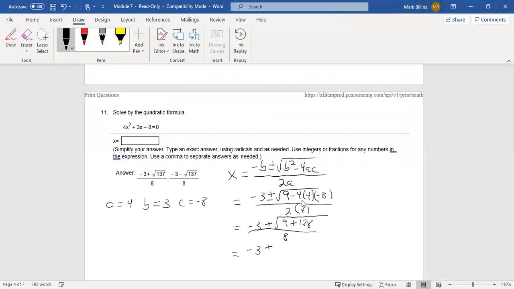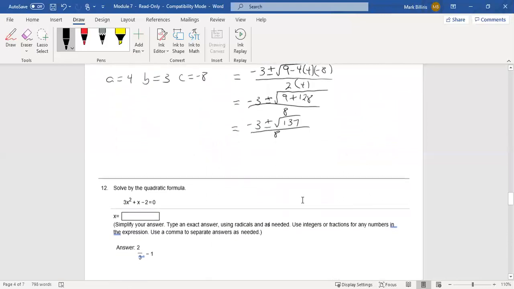Continue to simplify by combining like terms. And my last step would be to simplify this if possible. There are no perfect square factors of 137, so I can't simplify that. And nothing divides into -3, 8, and 1 with the exception of 1. So that would be my final answer: -3 plus or minus the square root of 137 over 8.